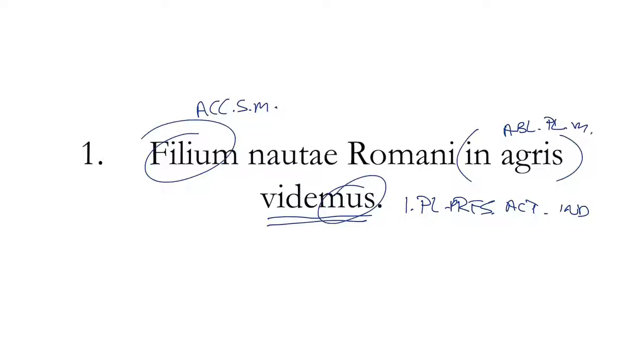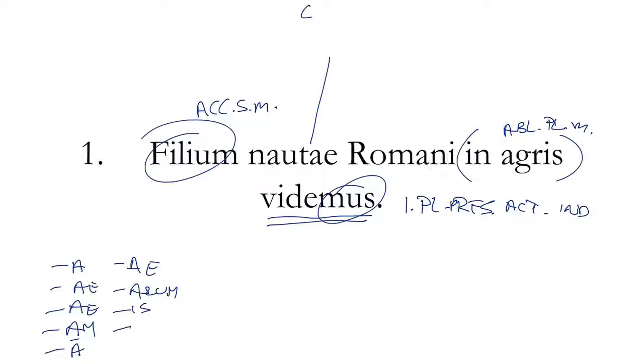Fine. What do we do with nautae Romani? Well, let's analyze. What are the possibilities for nautae? It could be, remember, let's look over here. Remember our endings. AE, AM, A with a macron, AE, arum, is, as, is. In other words, we're trying to figure out what part of speech this is, and position doesn't help us like it does in English. We have to look at the ending in Latin, because remember, this part is the nominative, it is the subject. The genitive shows possession.